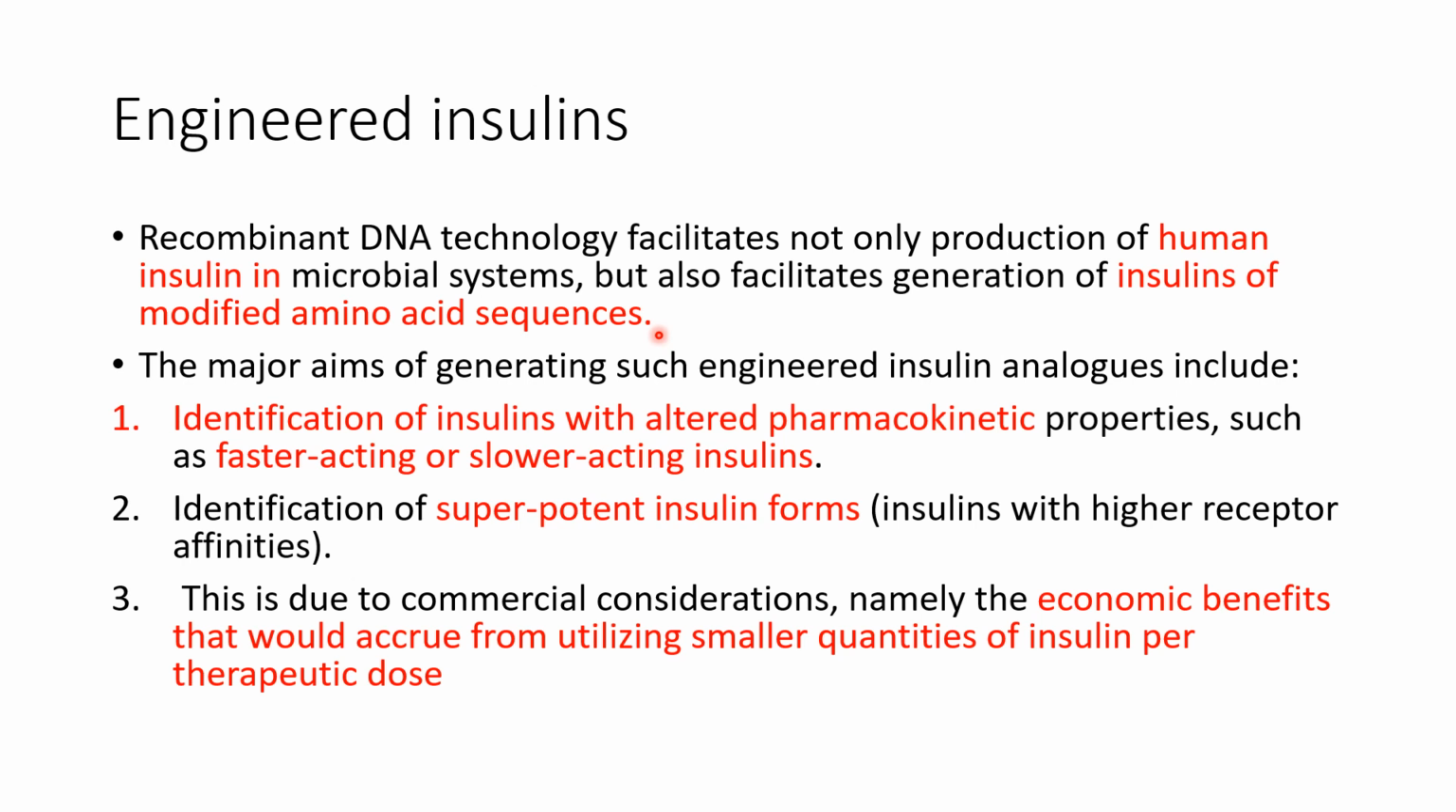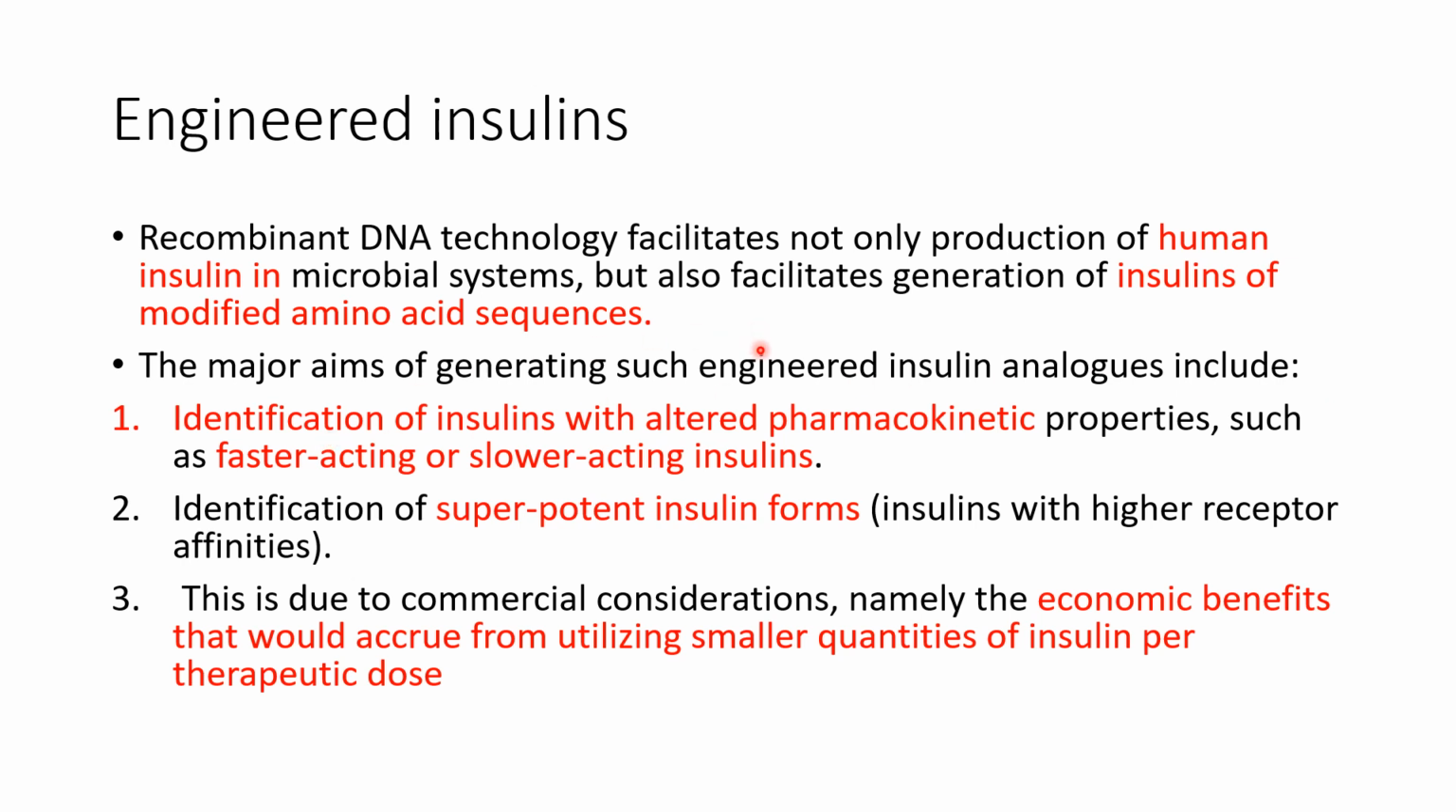How? By modifying or changing a few amino acid sequences of the native insulin, we can come up with other forms of insulin, which are known as engineered insulins. So what is the major aim of generating such engineered insulin analogs? These are analogs of the native insulin, the normal human insulin that the body makes. However, some amino acid sequences are adjusted, modified, so that we can come up with insulins that have a different pharmacokinetic profile, for example.